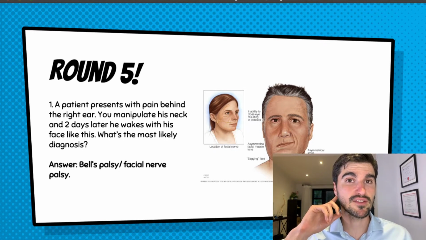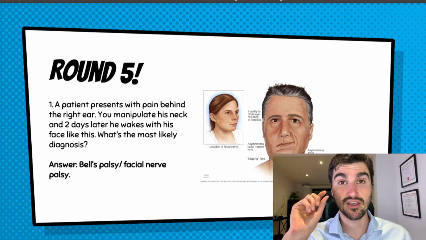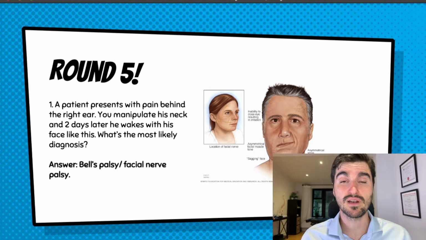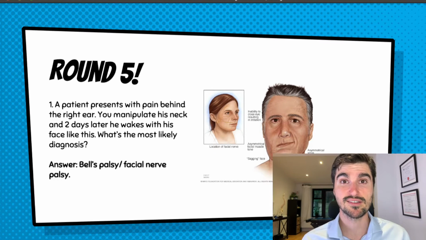So basically, as it's passing through the canal behind the ear, it's going to get compressed. We think maybe due to inflammation possibly related to an infection, like a viral infection. But they often present with pain behind the ear for 1 to 2 days before the paralysis starts.